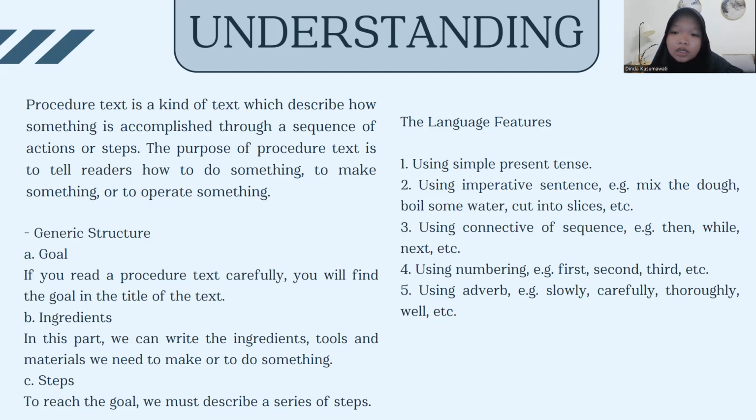And the third is using connective of sequence. For example, then, while, next, and more. And fourth is using numbering, like first, second, third, and the fifth is using adverb. It's like slowly, carefully, thoroughly, and so on.